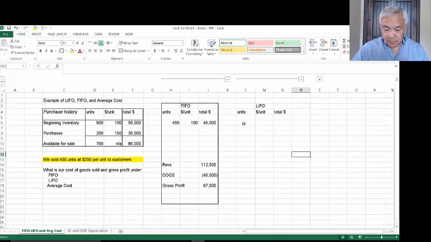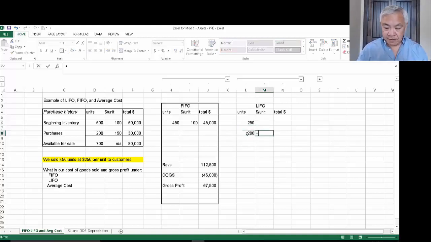So LIFO, how many units did we sell? Still 450. But look, we have a problem here. The 450 starts with the last in, so that's 200. But we're still short, right? We still need another 250. So we have to go back to the next latest level, and that is this one. So we sold 450, 200, we sold out this layer, and the 250 we got from the beginning.